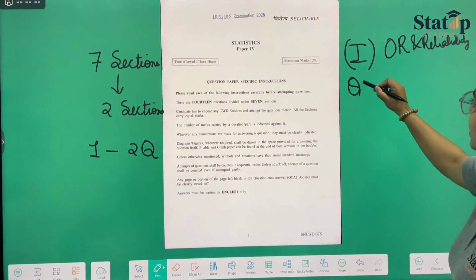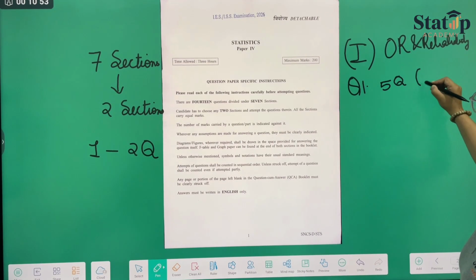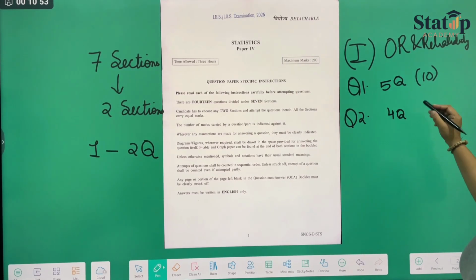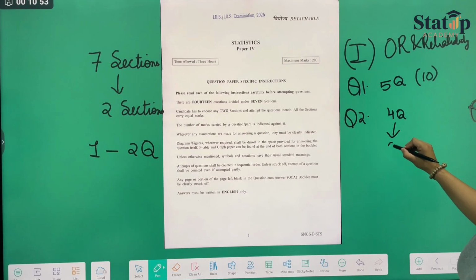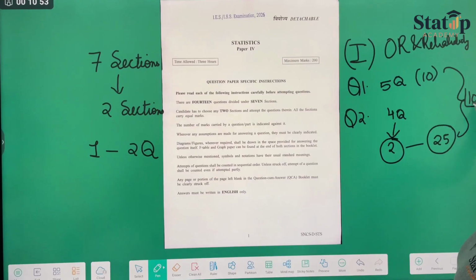The first question has 5 parts of 10 marks each. This question is compulsory for the one who is attempting section 1. Question 1 is compulsory for that. Question 2 has 4 questions, and we have to choose 2 out of these 4, and these are of 25 marks each. So in total, one section concludes to 100 marks.